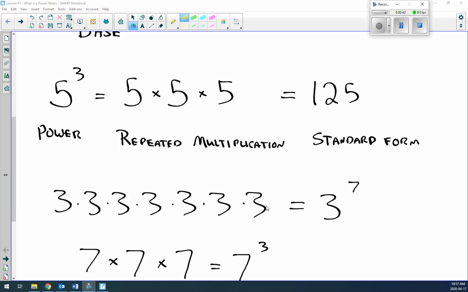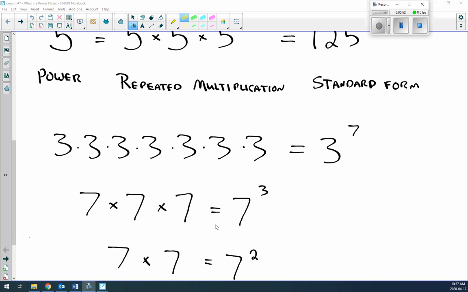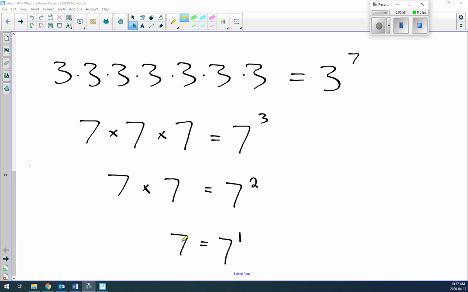So here's a good example. 3 times 3, oh, it goes on for a long time. Well, how many 3's do we have there? We have 7. So we can shorten it up and write it 3 to the 7. That's much easier than writing all those 3's out. What about 7 times 7 times 7? Oh, that's 7 to the 3. 7 times 7, 7 to the 2. Oh, what about 7 just by itself? Well, you can actually write it as 7 to the 1. It's so common we don't actually write it, but any number that you have just by itself can have an exponent of 1 up the top.